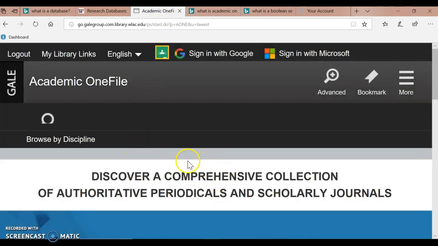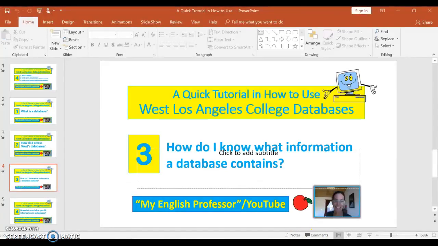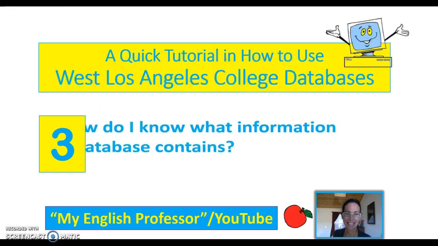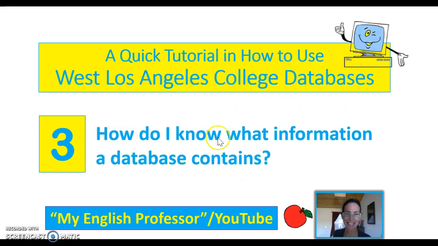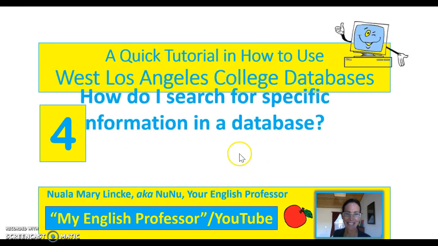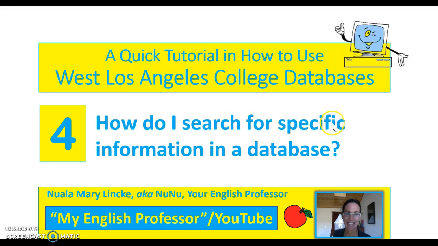Okay, so here it is. Now, before I go into Academic OneFile, I want to review where we are in our questions. We asked and answered question number 3, how do I know what information a database contains? And we are on to our 4th question, which is, how do I search for specific information in a database?